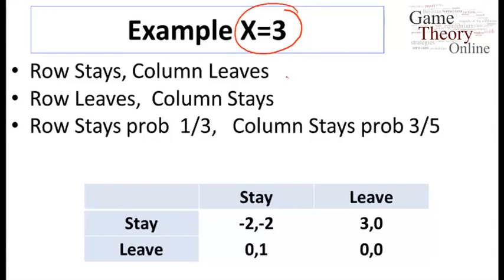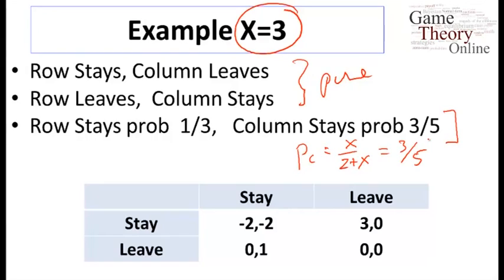In this case, again, we have two pure strategy equilibria. And now the mixed strategy equilibrium. Remember that the column player is staying with PC equal to x over 2 plus x. If we plug in 3 for x, this is equal to 3/5. So now we've got the column player staying in with probability 3/5. The row player is still going to stay in with probability 1/3.